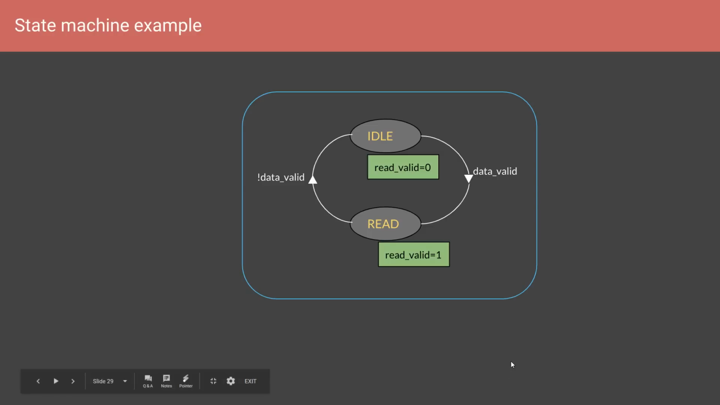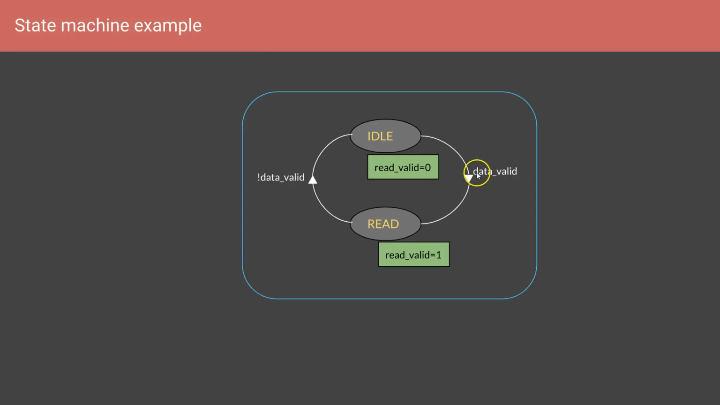Now you will see a simple example where you write SystemVerilog assertions to check the states of a state machine. So here is a simple state machine. Assume that it has only two states, an idle state and a read state, and the FUB has an input named data valid and an output named read valid.